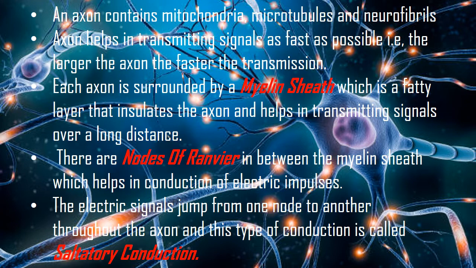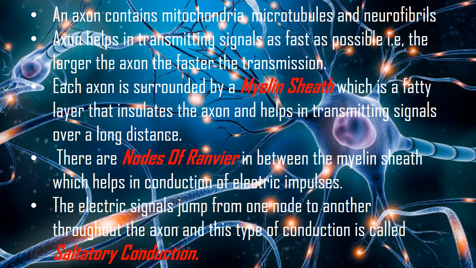An axon contains mitochondria, microtubules, and neurofibrils. Axon helps in transmitting signals as fast as possible. That is, the larger the axon, the faster the transmission. Each axon is surrounded by a myelin sheath, which is a fatty layer that insulates the axon and helps in transmitting signals over a long distance without their escape.